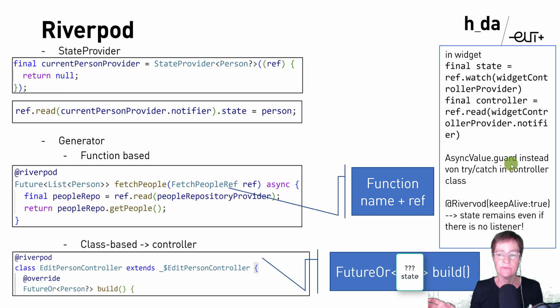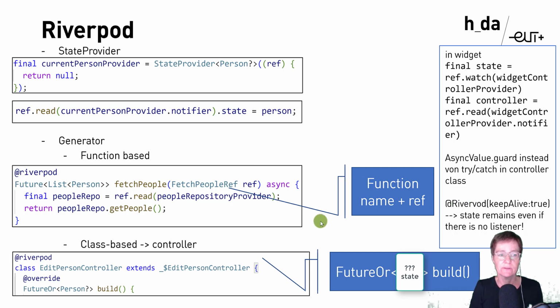In the implementation of the controller, you will find this async value guard. It's a nice syntax to write less code with try and catch within your controller. And be aware of riverpod with a small r and Riverpod with a capital R.